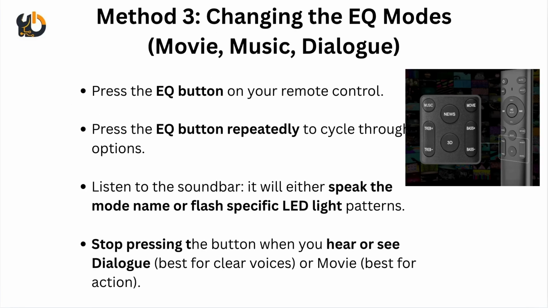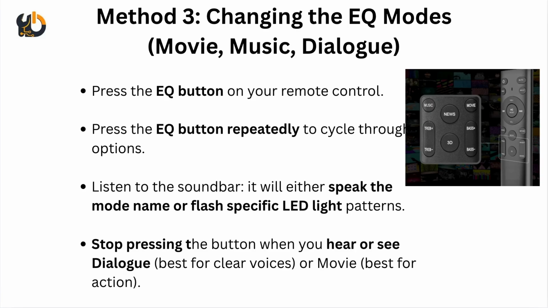Third method is changing the EQ mode. Movie, music, dialog. Press the EQ button on the remote control. Press the EQ button repeatedly to cycle through options. Listen to the soundbar. It will either speak the model name or flash a specific LED light pattern. Stop pressing the button when you hear or see dialogue.